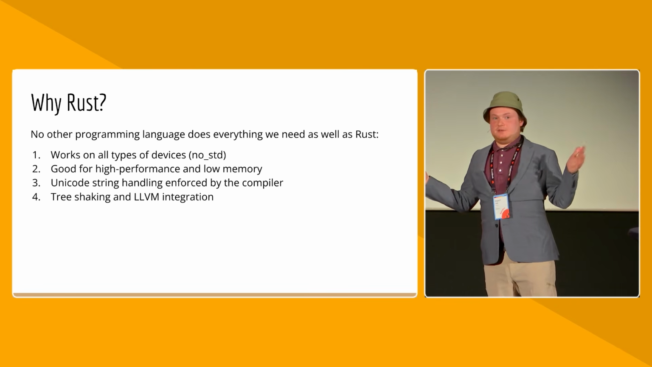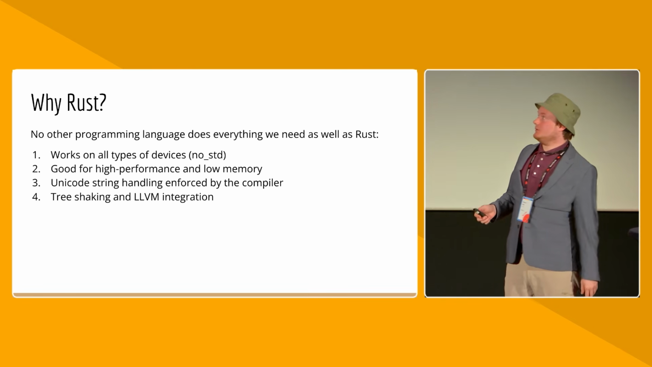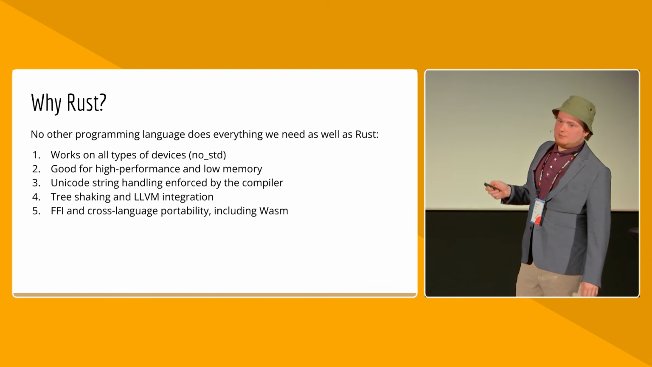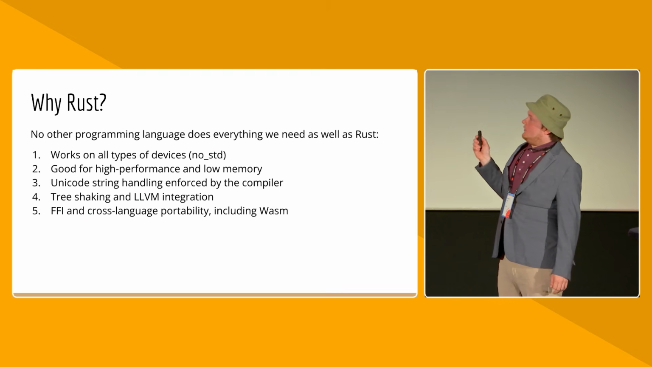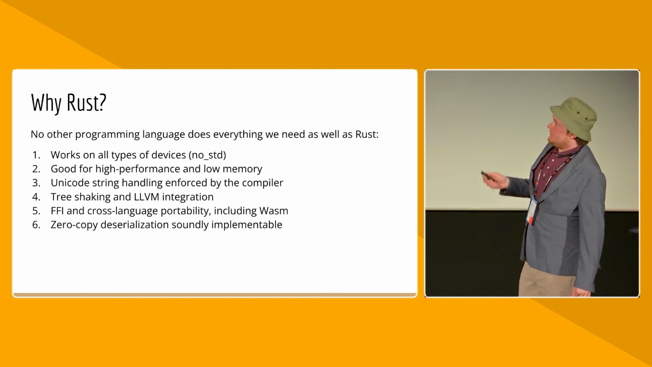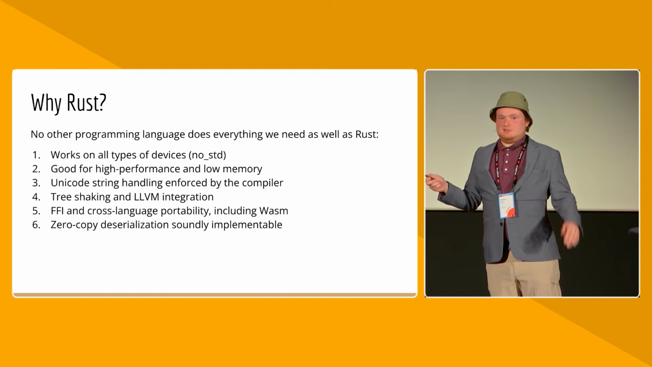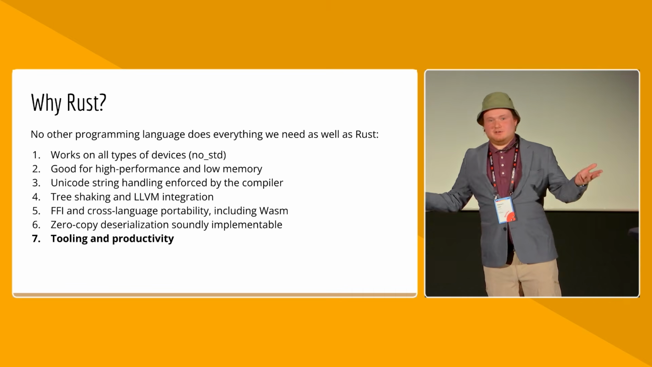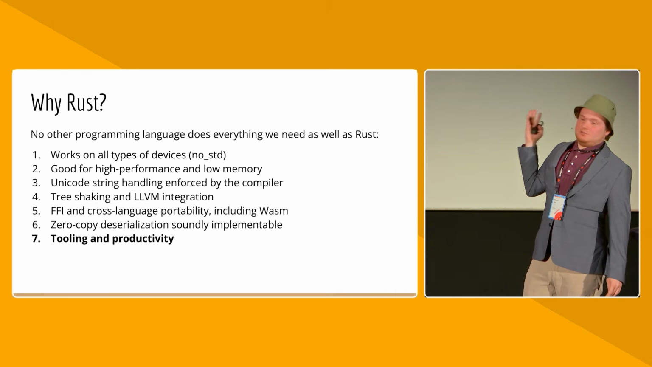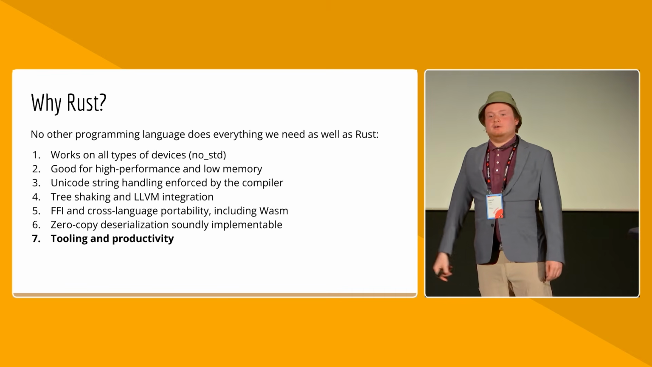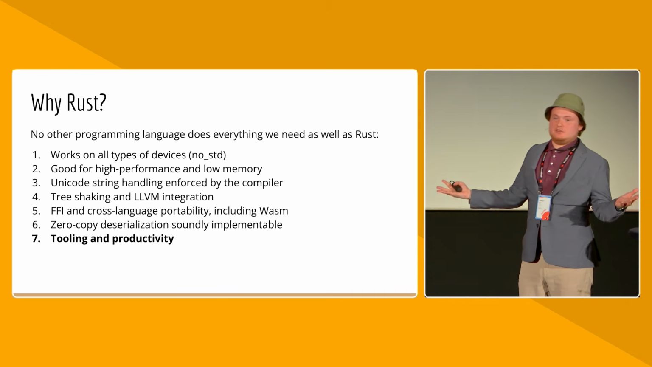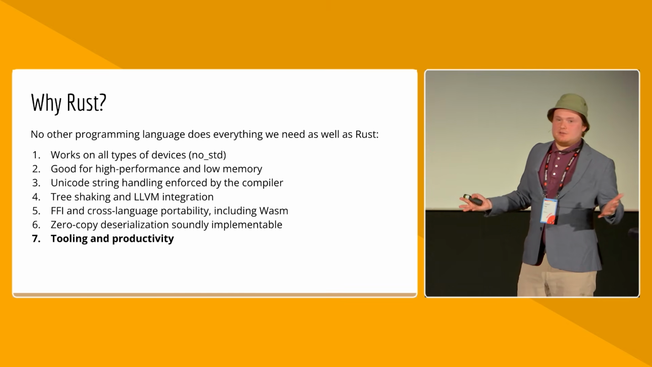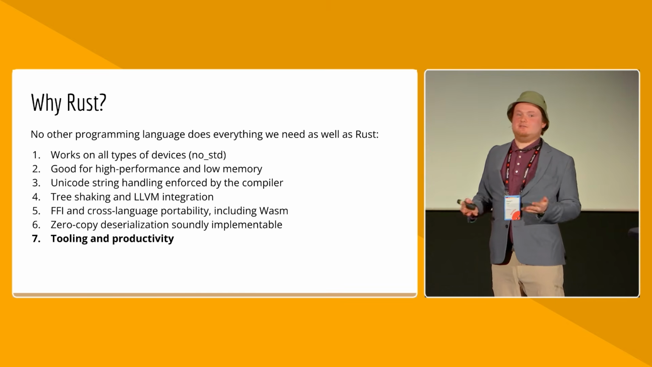which means that we don't have to ship expensive character encoding pieces of our stack. We have tree shaking and LLVM integration, which helps us achieve small code size. It works really well with foreign function interface and cross-language portability. It supports zero-copy deserialization. And one thing that I really didn't appreciate until after I had used it for a while is that it's really good for tooling and productivity. We have a large network of contributors, and Rust really helps us review the code and land code and know that it's going to be safe and secure.